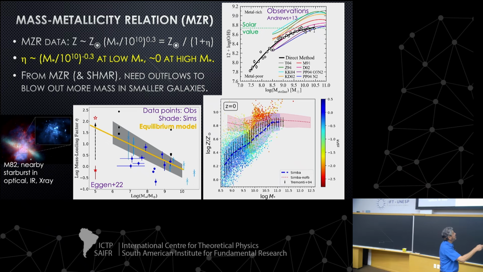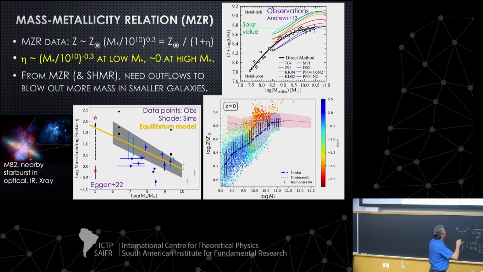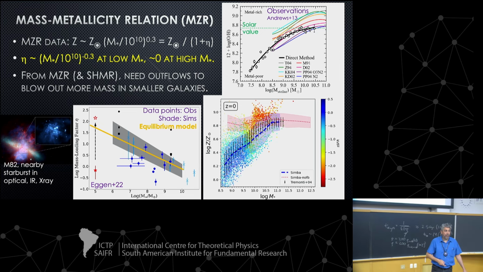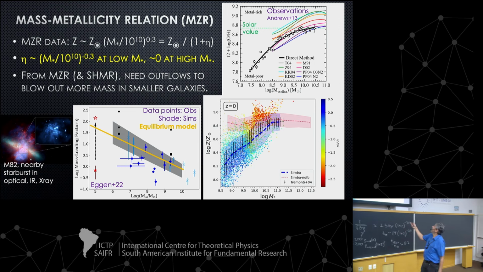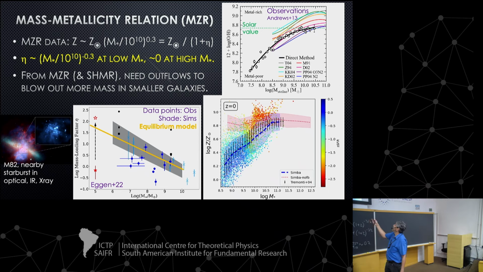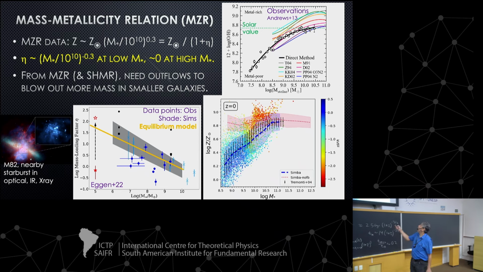This is the observations, the black points here, right? What this paper claims is the most reliable way to do it. There are, unfortunately, a number of different ways to measure the metallicity, and no two of them agree. So this just gives you an idea of the spread. This is all using similar data, but using different calibrators and different indices and different ways that people have measured the metallicity.